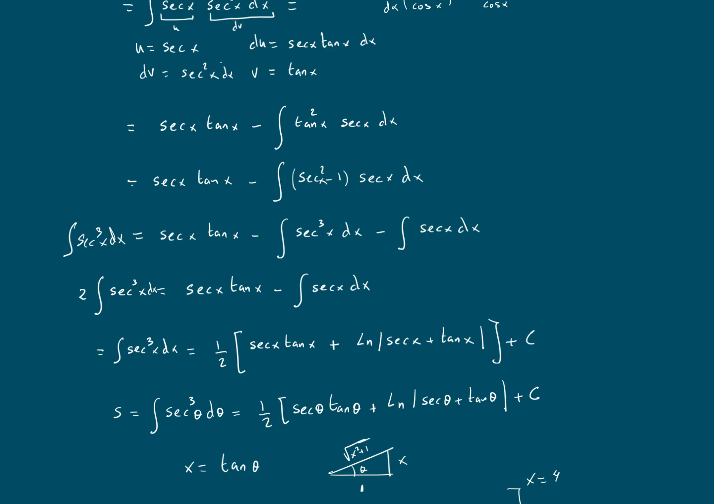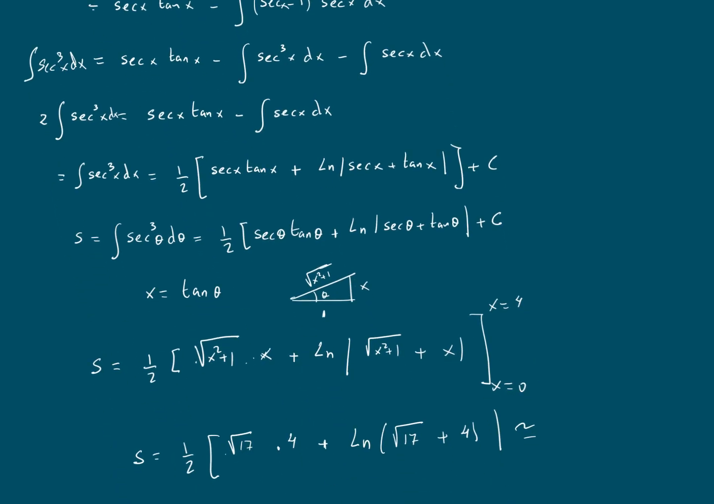And still the problem is not solved yet, because we need to find who theta is, but we know that x is tangent of theta. So if x is tangent of theta, it is the opposite divided by the adjacent. So x divided by 1, the adjacent should be 1, and the hypotenuse should be the square root of x squared plus 1. This allows me to find secant theta and tangent theta. So if I express the final result, it will be this one, the final result.